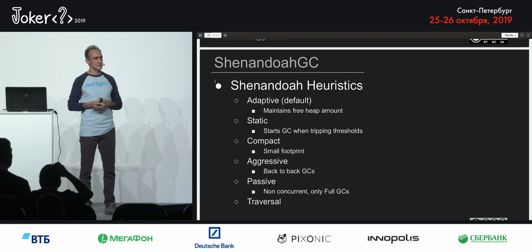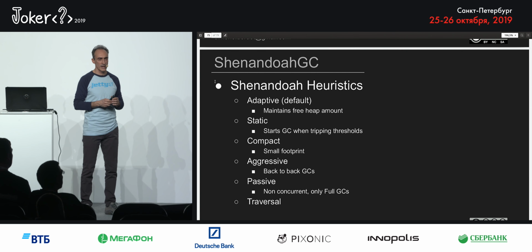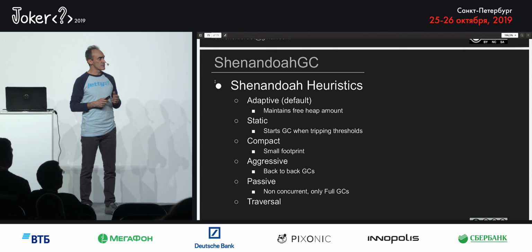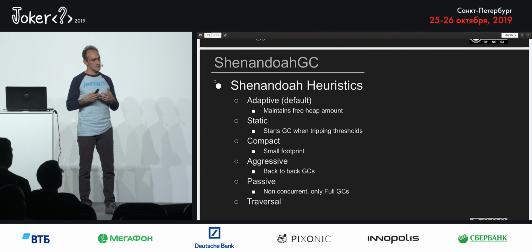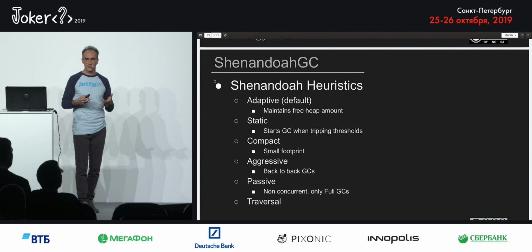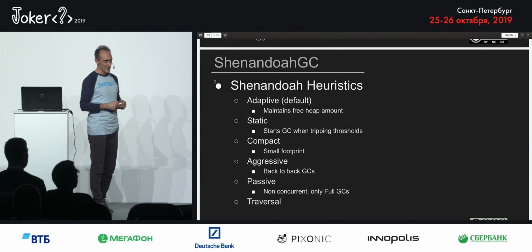All right, Shenandoah is quite tunable. ZGC, in a way, is simpler. It's kind of a simpler garbage collector, especially from the tuning point of view. Shenandoah, I would say, is more sophisticated from this point of view. You have a lot more choices, a lot more tuning possibilities, and also the possibility to get it wrong, so you have to pay attention.